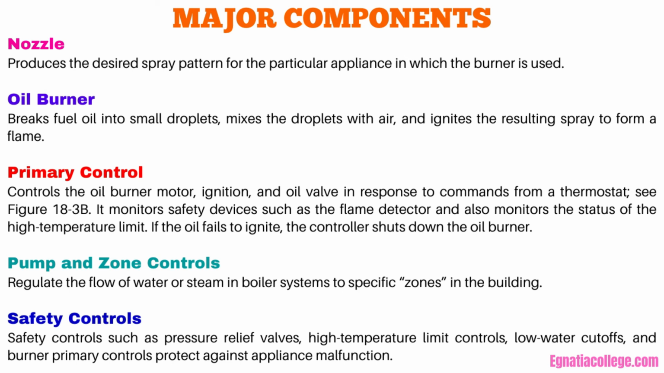Nozzle. Produces the desired spray pattern for the particular appliance in which the burner is used. Oil burner. Breaks fuel oil into small droplets, mixes the droplets with air, and ignites the resulting spray to form a flame. Primary control. Controls the oil burner motor, ignition, and oil valve in response to commands from a thermostat. See Figure 18-3b. It monitors safety devices such as the flame detector and also monitors the status of the high temperature limit. If the oil fails to ignite, the controller shuts down the oil burner.